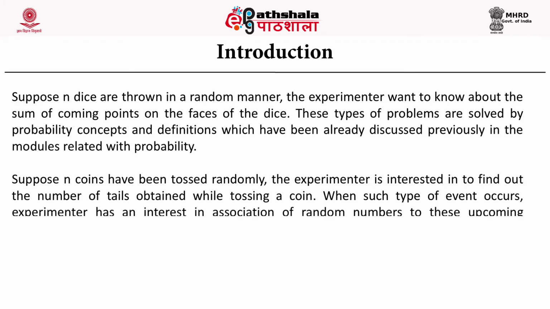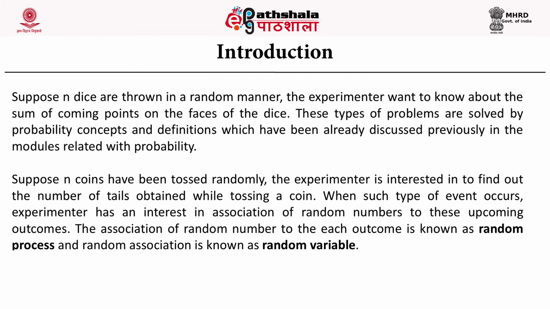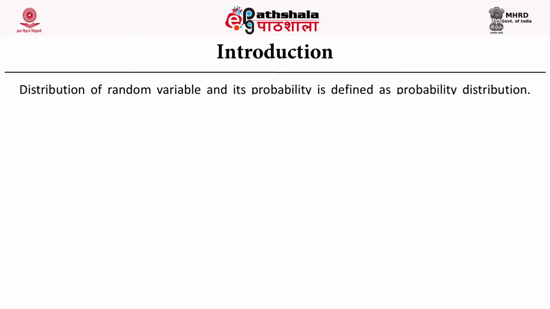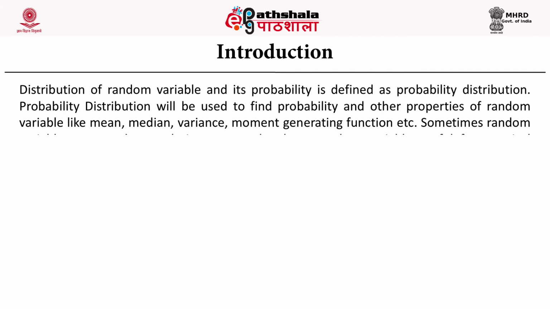The experimenter is interested in finding out the number of tails obtained while tossing a coin when such types of events occur. The experimenter has an interest in association of random numbers to these upcoming outcomes. The association of random numbers to each outcome is known as random process, and random association is known as random variable. Distribution of random variables and its properties is defined as probability distribution.